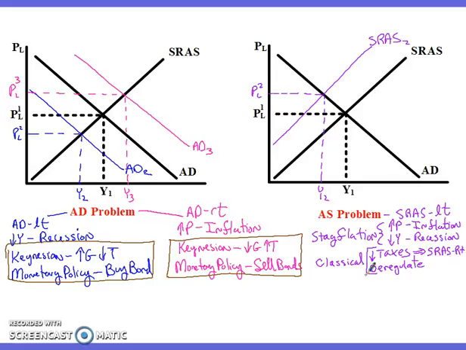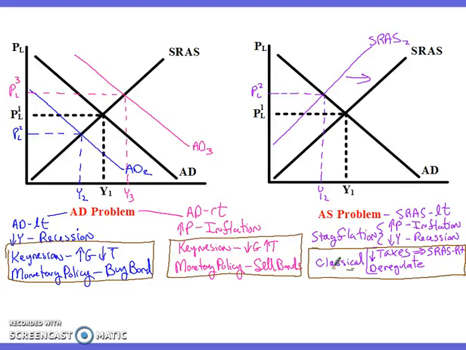And then the other is deregulate. Regulations are costly for businesses. The rules that businesses have to follow, those are costly. So deregulate. Get those rules out of the way. Get government off the back of businesses. Deregulate, cut their taxes, and let the economy grow. That would be the argument, and that would just shift that short-run aggregate supply curve back out to the right. Problem solved.